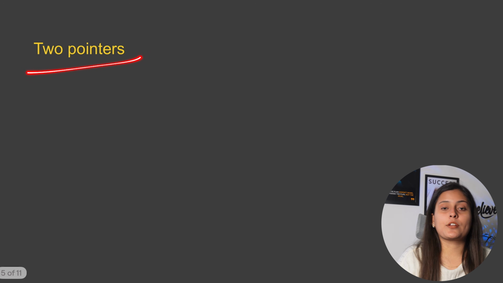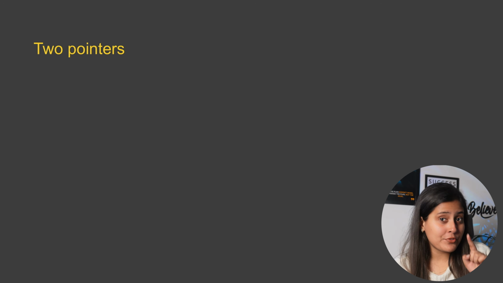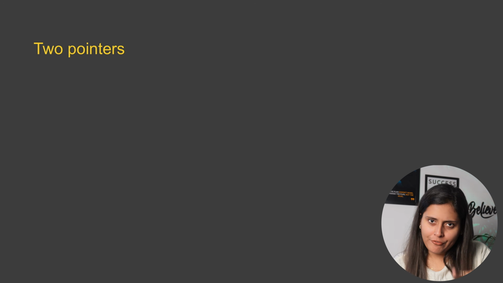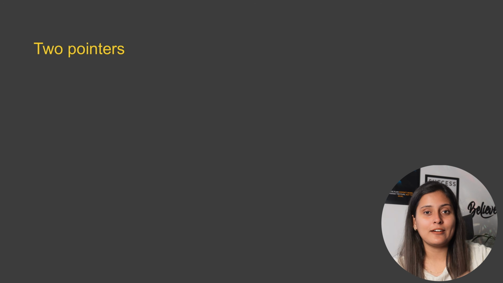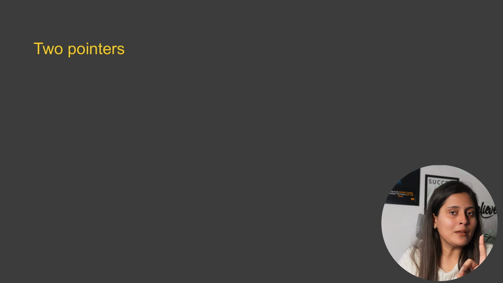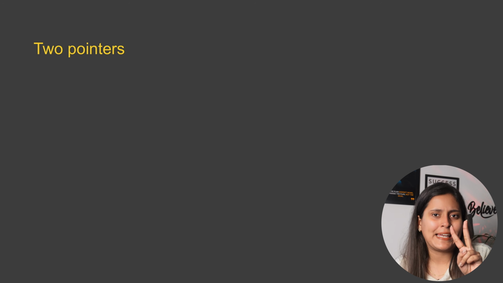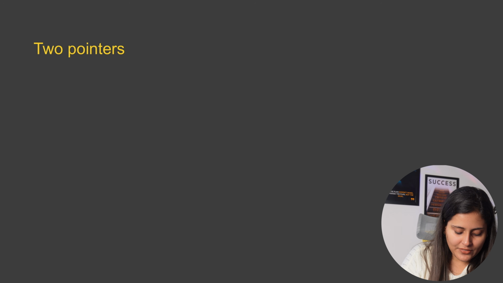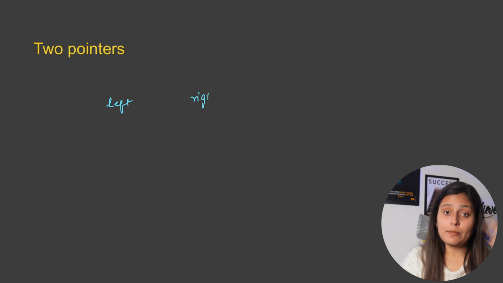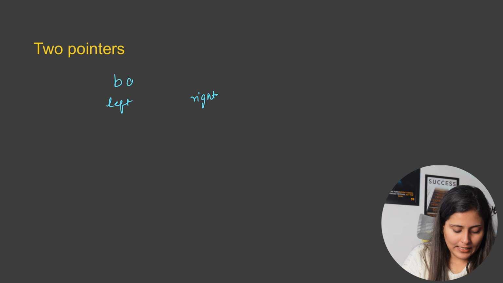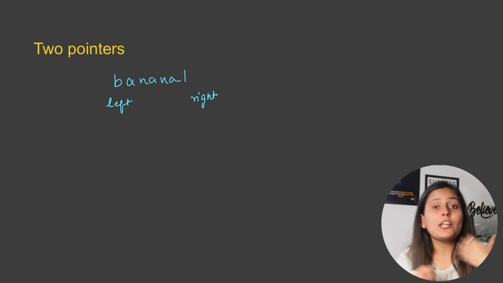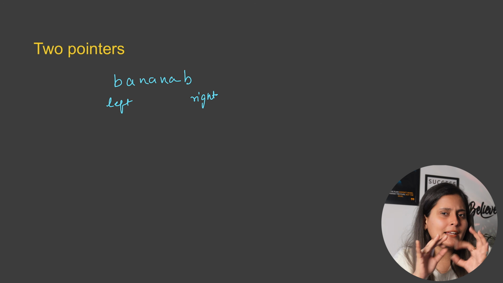First pattern is two pointer. Two pointer, you remember, which we have learned in arrays video. If you have forgotten it, I have mentioned the link here, you can check it out. So two pointer is nothing but a technique to iterate on the entire string with the help of just two indexes. Means suppose the left index you consider as left and right, and suppose you have been given a string BANANAB, and you have to check if it is a palindrome or not.